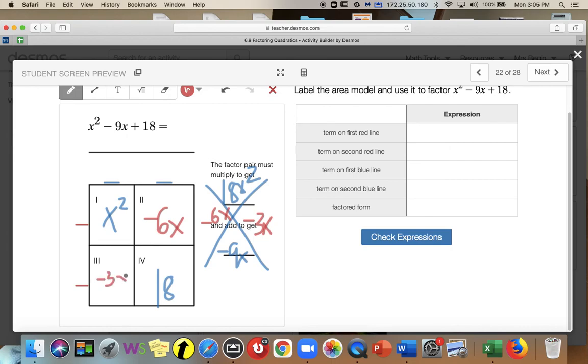And then we'll get the boxes. So I know since this first box is x squared, it's easy, it's just x times x. So we're going to do x times x. And then x times what gives us negative 6x? And that'll be our second blue line, so that'll be negative 6. x times what gives us negative 3x? Negative 3. And then factored form, x minus 6, x minus 3.